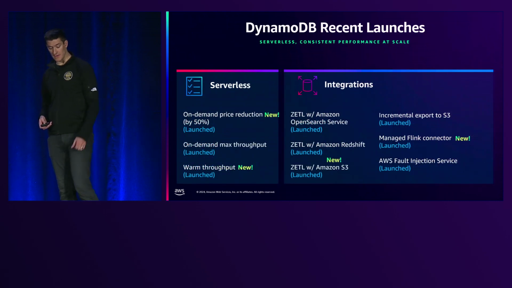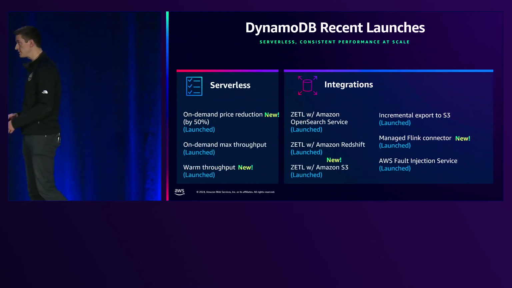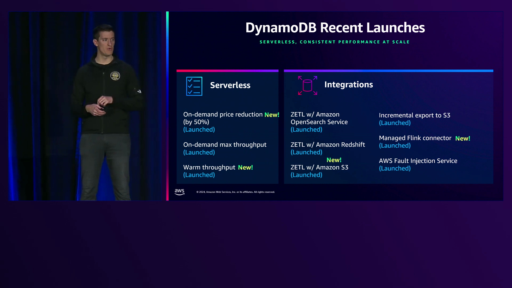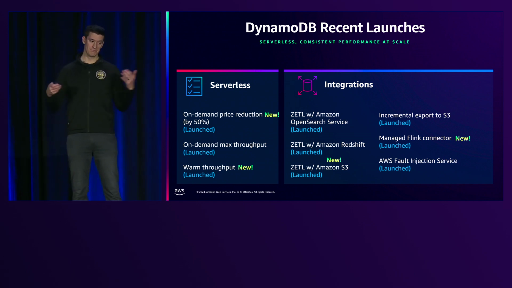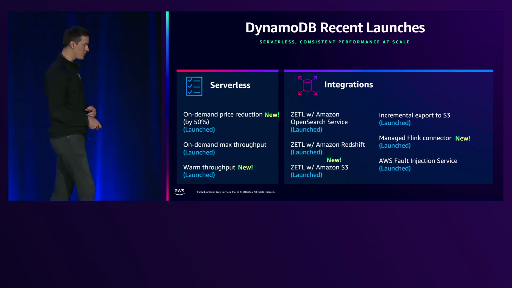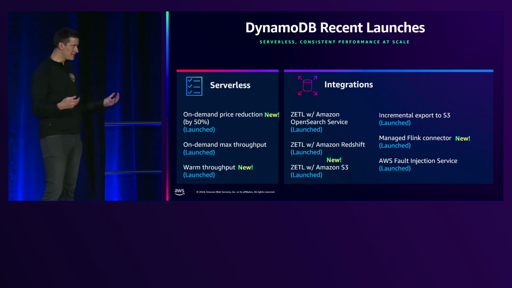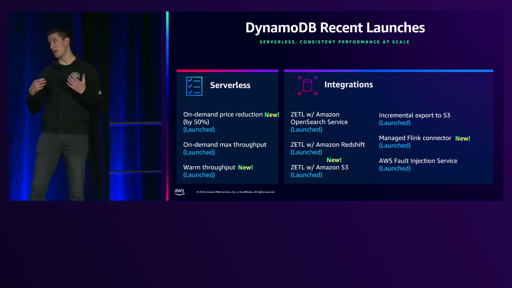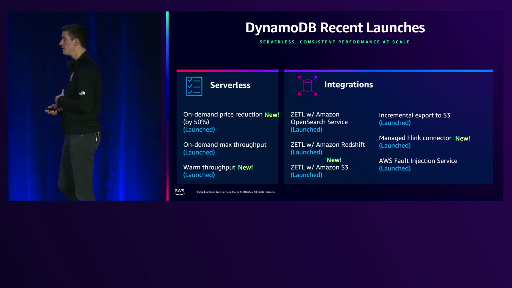Some other good stuff. In addition to warm throughput and the price cut, we also introduced a capability this year to specify a maximum throughput for an on-demand table. Really good for dev test. I get many tickets from people who had a test workload that went awry and spiked costs, and we go through this dance. But being able to cap throughput, either for your customers or yourself, on an on-demand table is a good cost-saving exercise. It can be really helpful depending on the scenario.